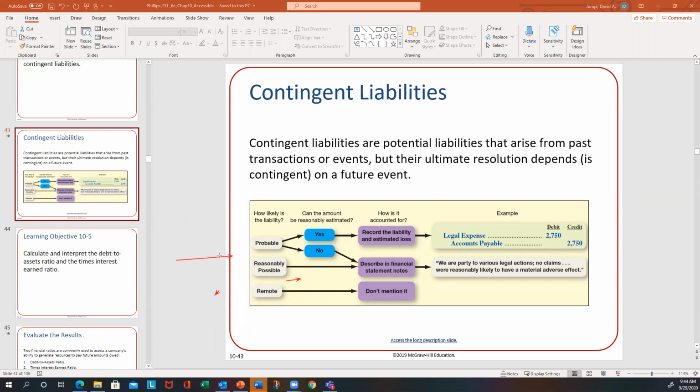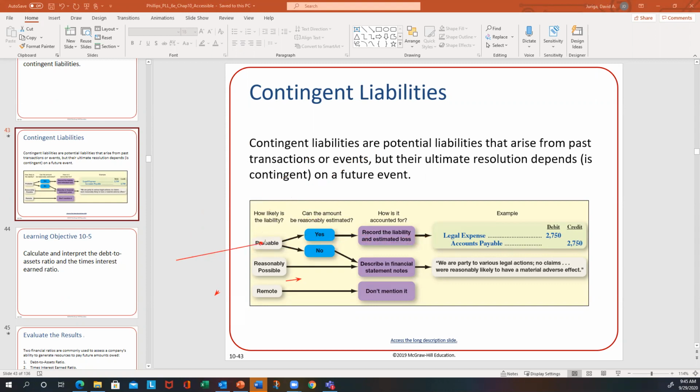A very common example could be warranties or product defects, like on cars. Companies sell cars, there could be defects on cars, and you have to estimate if you have to pay out damages. And these again are called contingent, or potential, types of liabilities. So the only one we really have to worry about is if it's probable. And if you can estimate how much that debt is going to be, then you actually have to do an accrual. In this case, it was a legal expense: debit legal expense, credit payable.